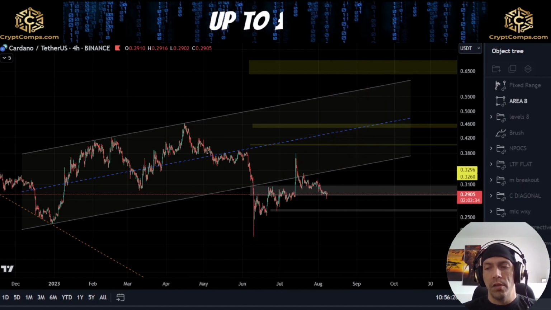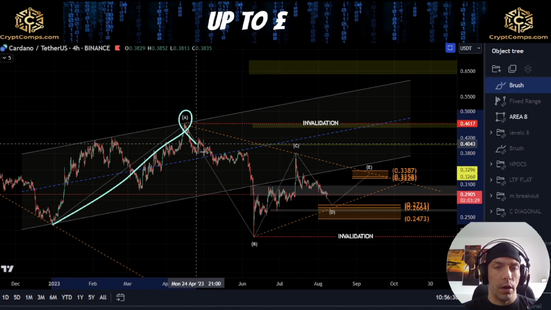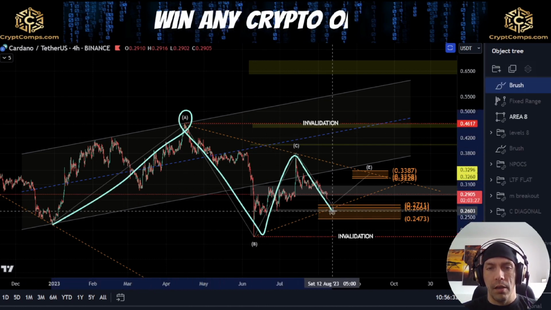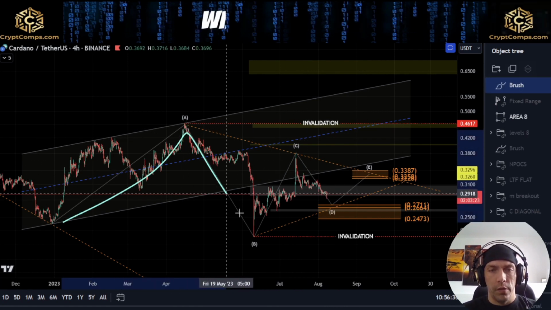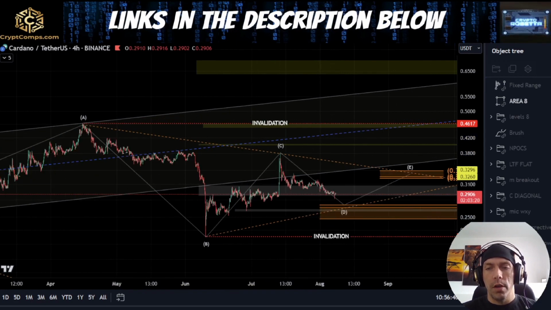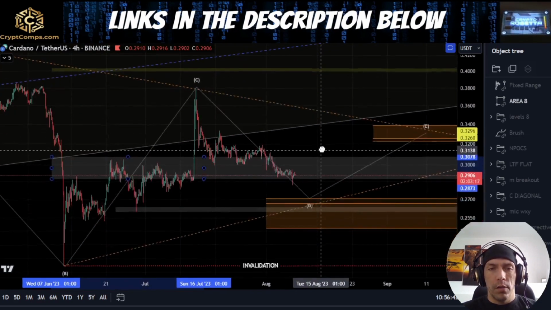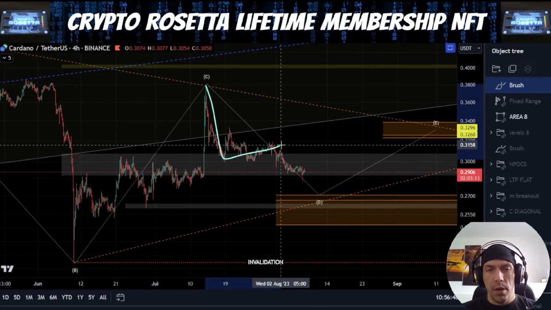Now, the other way we were discussing this, which is looking quite likely at the moment, this is actually my favorite count here, looking at this potentially as a triangle. Now, if this is a triangle, what we'd be saying here is that this is A, B, C, and we're looking for this D wave to confirm. Now, currently within the structure here, it's quite choppy, so I'm looking at the potential that what we have here is a bigger W, an X, and a Y.